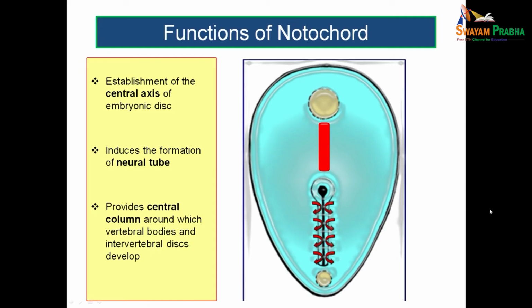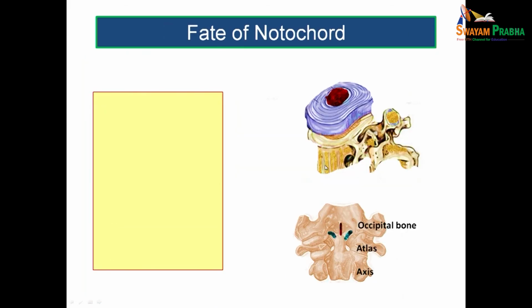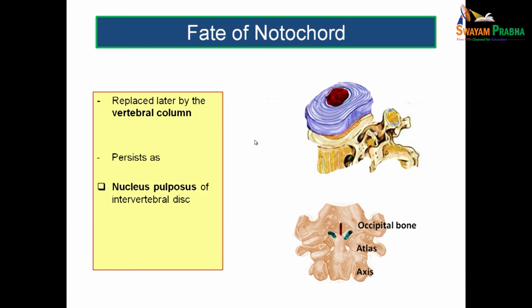So, it provides a central column, and it is around this central column that we have the development of the vertebral bodies and intervertebral discs. So, let us see the fate of the notochord. After the formation of the vertebral column, you do not need this notochord anymore, but still some part of the notochord which is trapped between the developing vertebral column will be seen in adults, and some may persist as ligaments. So, what are the parts of the notochord which persist in adults?